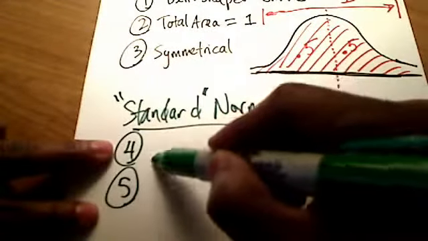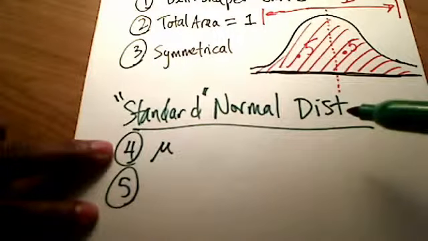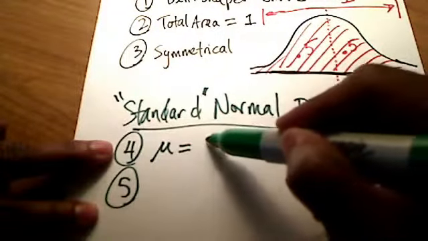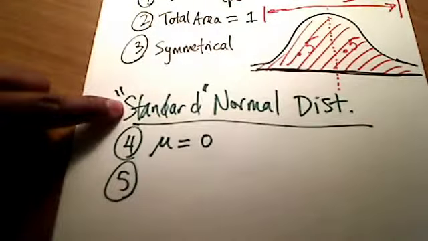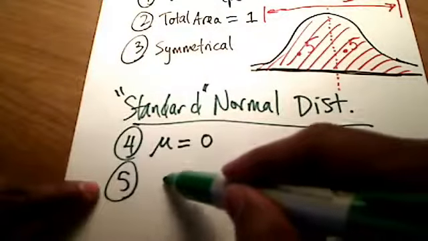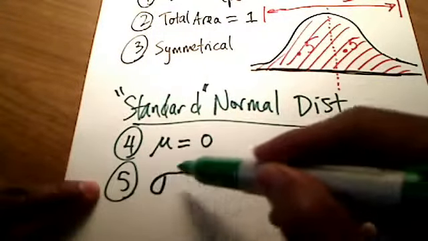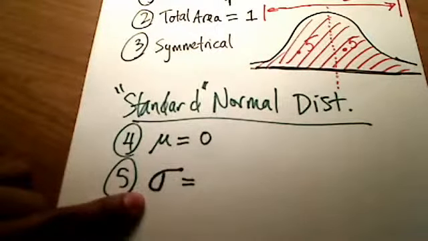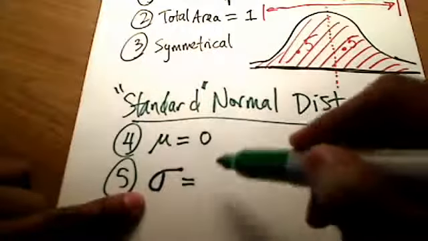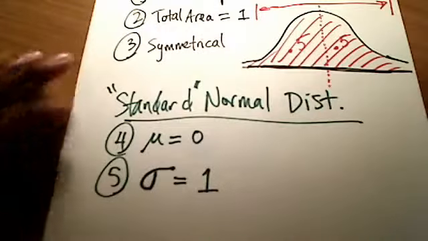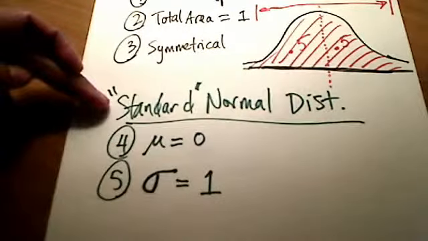Number one is that the mean, and that Greek letter is mu, which stands for population mean or population average, same thing, is going to be 0. That's what standard means. Standard means that the population mean is 0. And the other thing is that this Greek symbol sigma, which is lowercase sigma, and that means population standard deviation, is automatically 1. So these two things are also part of what the standard normal distribution is.